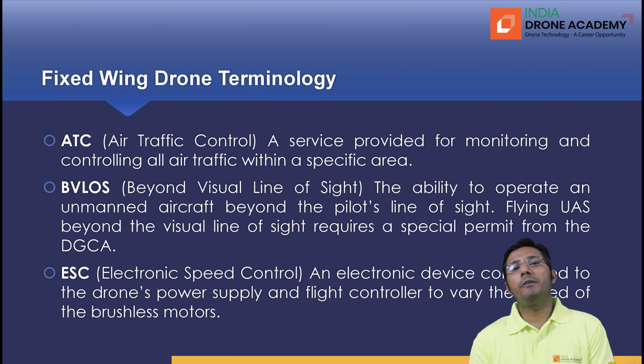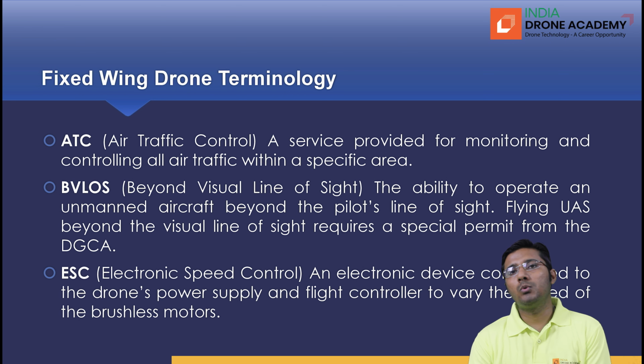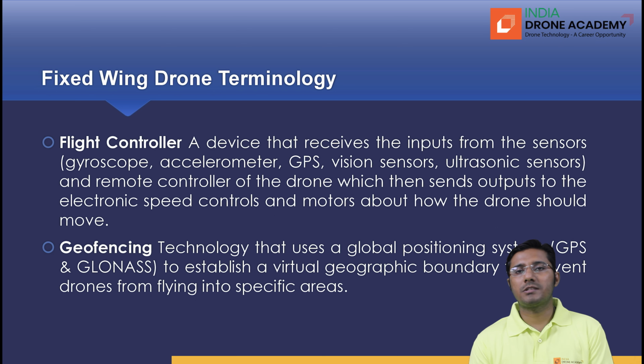BVLOS. The full form of BVLOS is beyond visual line of sight. In a BVLOS operation, the unmanned aircraft flies beyond the pilot's line of sight, and it is mandatory for the pilot to remain connected with air traffic control during the entire flight. It needs a special permit also.